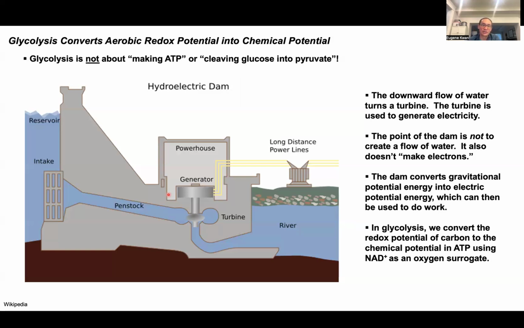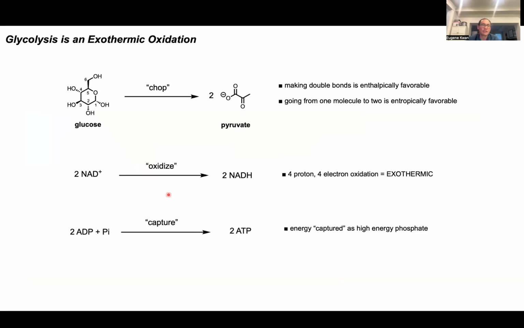And to let that flow happen, we're going to use NAD plus as an oxygen surrogate. Okay, so think of glycolysis as an exothermic oxidation where we're going to capture the chemical energy in ATP, right? So there's a chopping, right? We're going to chop glucose into two pyruvate pieces, and part of the energy is going to come from oxidation, which is exothermic, and part of it is going to be coming from the fact that making double bonds is favorable. And actually, you're going from one molecule to two, and so there's actually an entropic component as well. But in any case, you're releasing this energy that you're going to then capture as ATP.